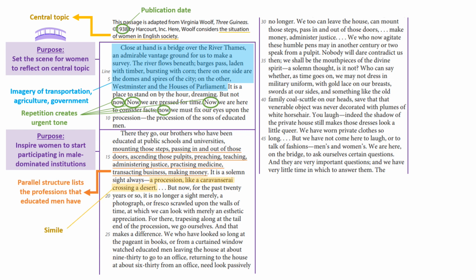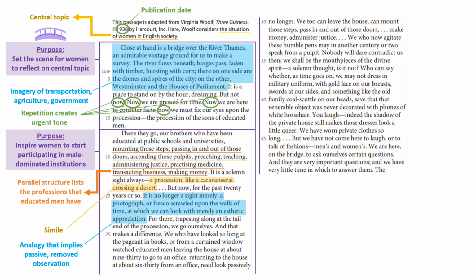Then the author uses a simile to compare the procession of men to a caravanserai. The word caravanserai actually means a roadside inn where travelers can rest, but Virginia Woolf, the author, probably means a caravan in this case, or a group of people who are journeying through a desert.